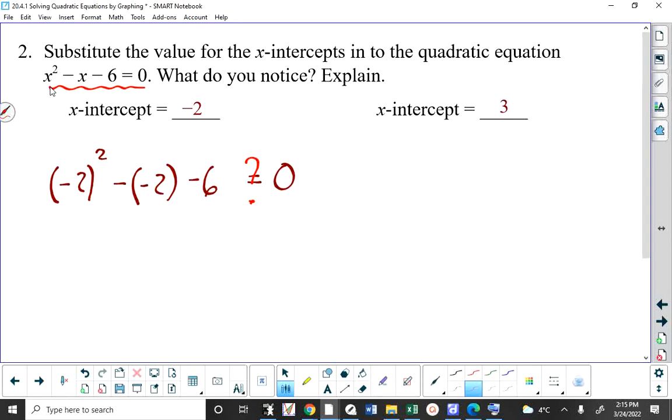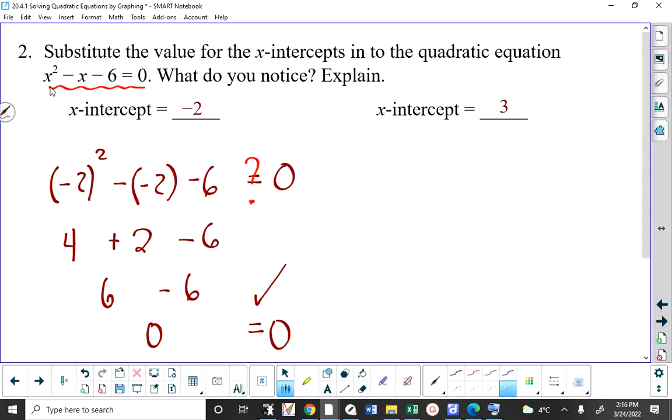So I figure out what this is in steps. (-2) quantity squared is +4. Subtract the -2 means to add +2, and then we have -6. So we end up with 4 plus 2, which is 6 minus 6. We get 0, which is equal to 0. Jackpot. This x-intercept of the function is a solution to the equation.